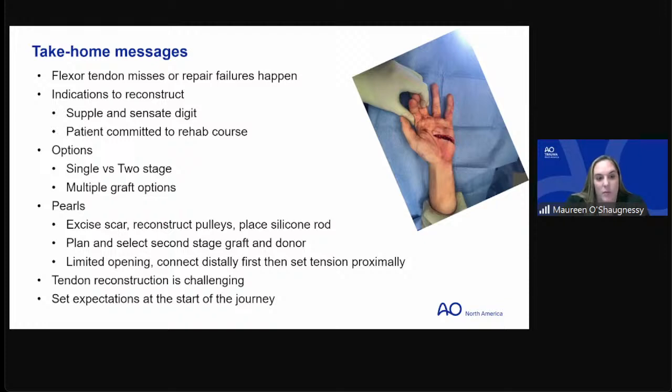Some of the pearls we talked about are really being aggressive with your excision of scar, reconstruction of the pulleys with that first stage, and then making sure you're thinking about and planning for the second stage, what grafts you're going to use, what donors you're going to use, so you can plan your incisions and your harvesting appropriately. At that second surgery, you're going to use limited openings and connect distally, then set your tension proximally.